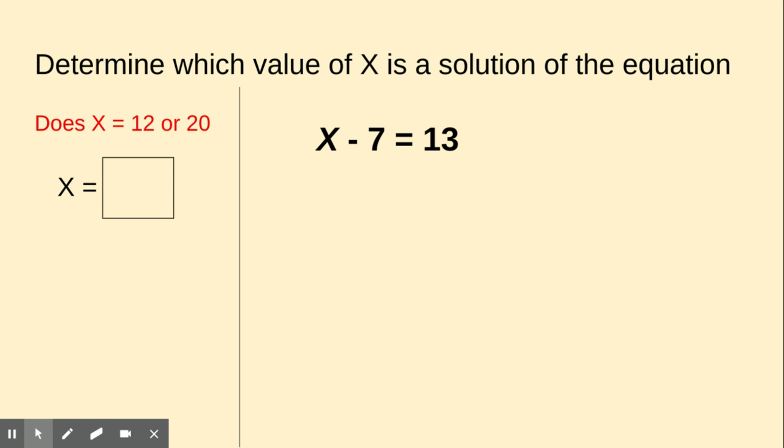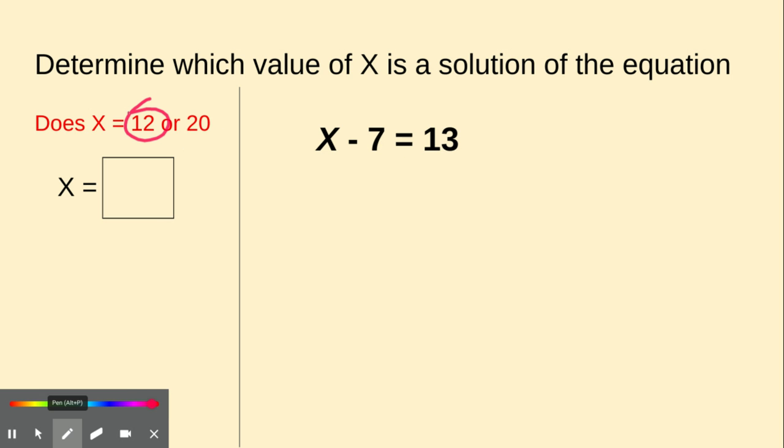So today we'll be determining which value of x is the solution. So we're going to be figuring out, what does x equal? Does x equal 12 or does x equal 20? And how are we going to figure this out? We're going to plug these two numbers in for x and see if we can get 13 on both sides of the equal symbol. So we'll start off here by trying out 12.